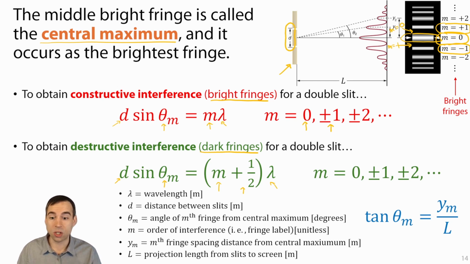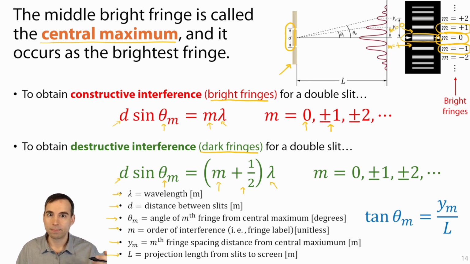M still is an integer value that just kind of tracks which bright spot or dark spot you're looking at, depending on if you're using the red or green equation. And all of your variables are labeled down here with their SI units. So make sure you spend some time really taking in what I mean with theta M and M being the order of interference.